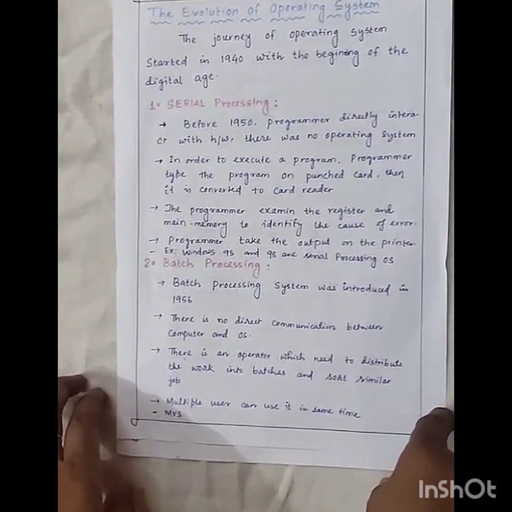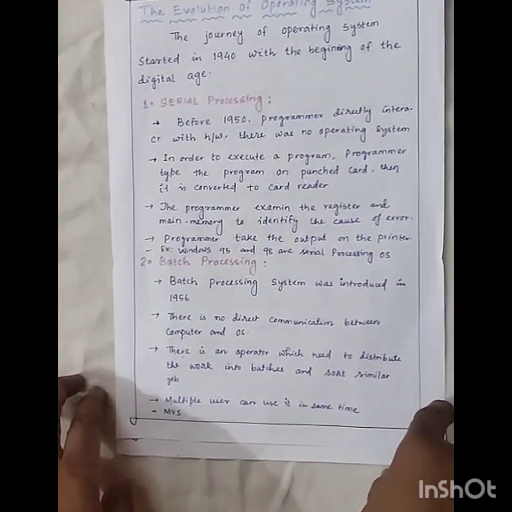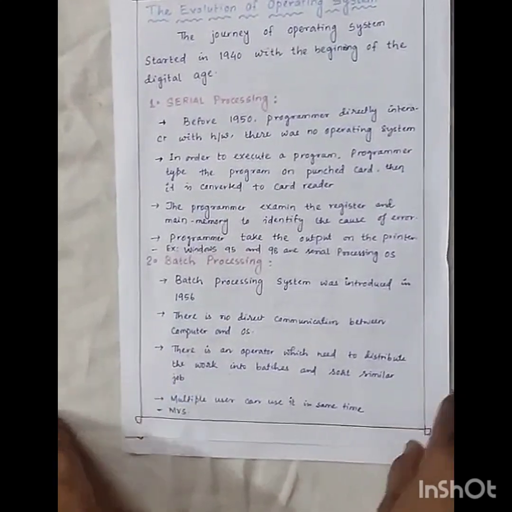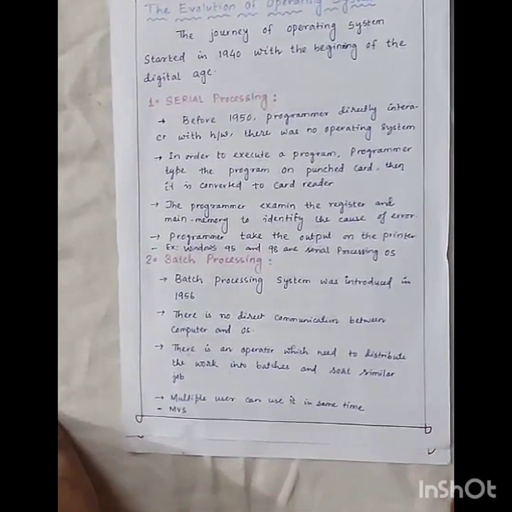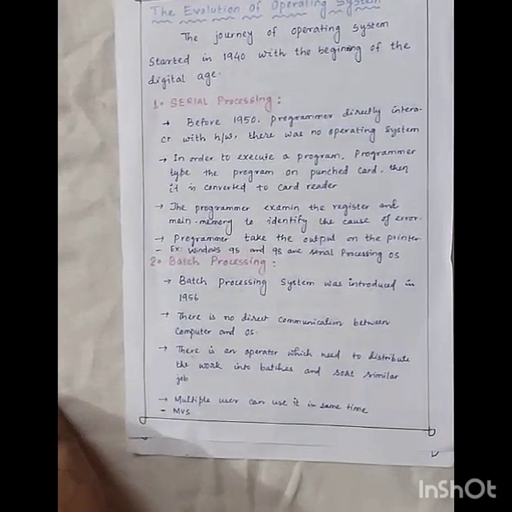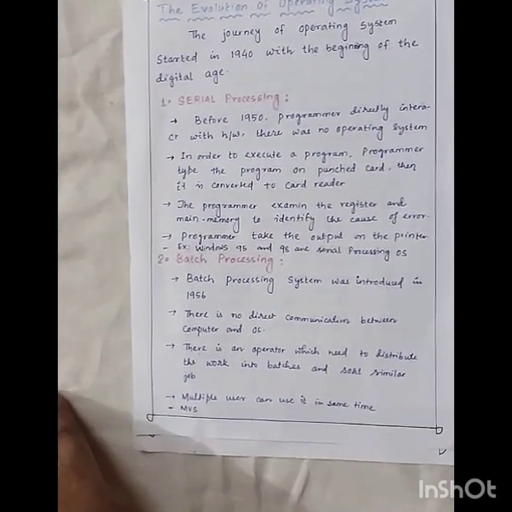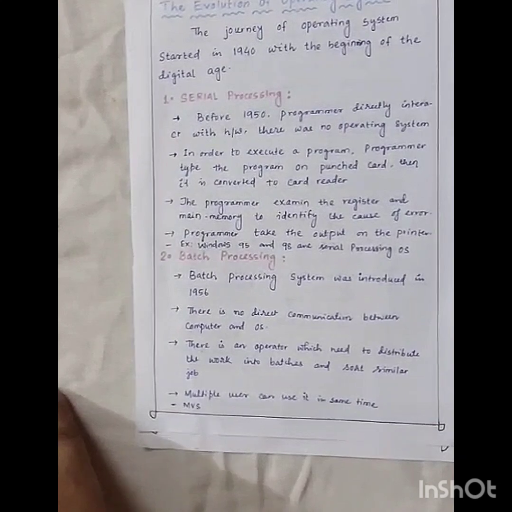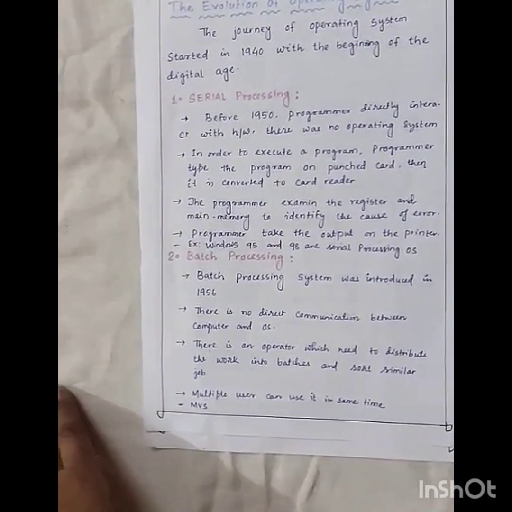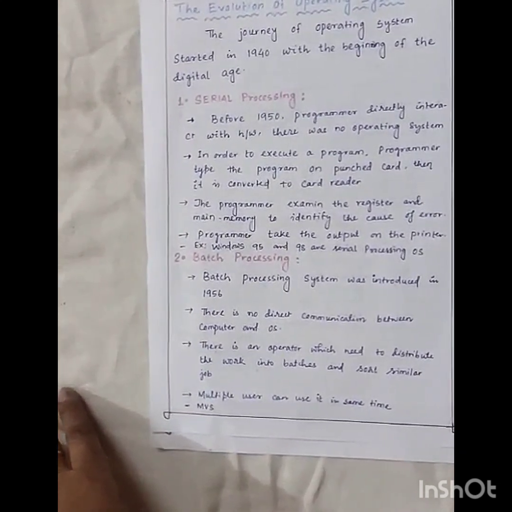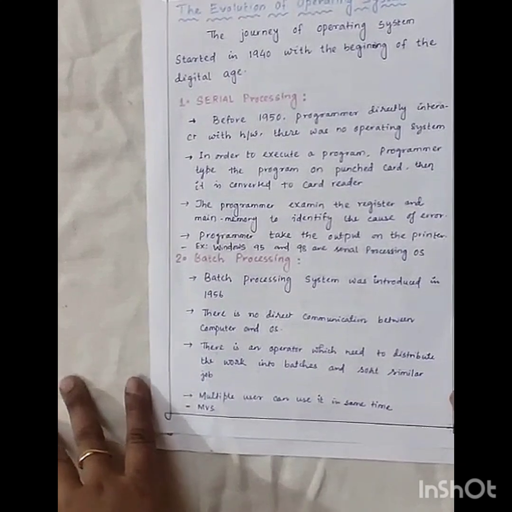executed simultaneously. So in this batch processing, if two or three programmers want to write a program, they will write the program on punch cards, and those punch cards will be fed to the card reader together, so they can write two or three programs on the punch cards simultaneously.